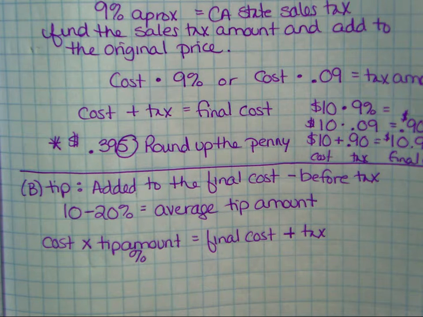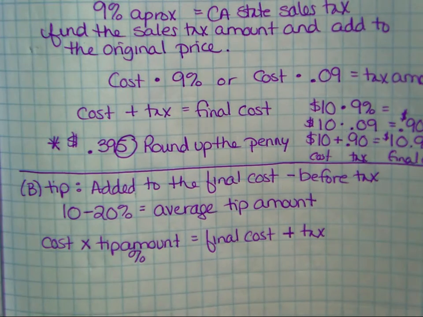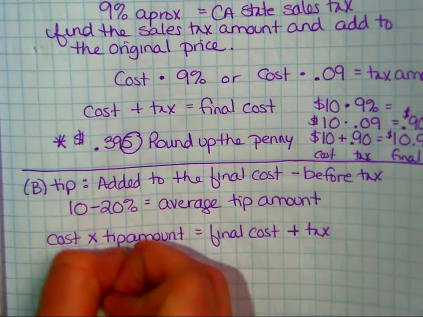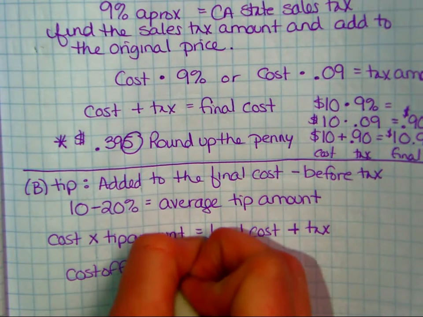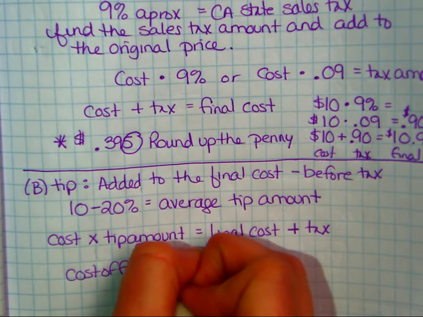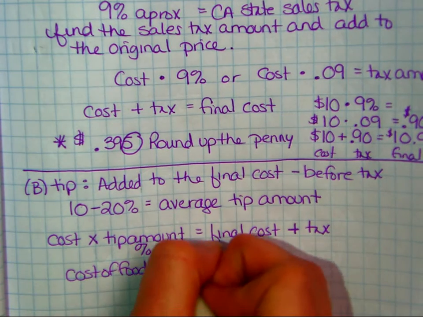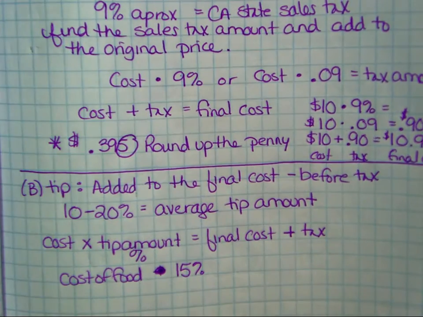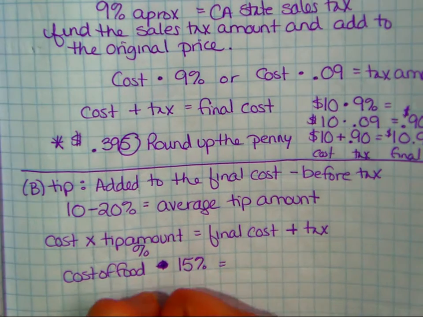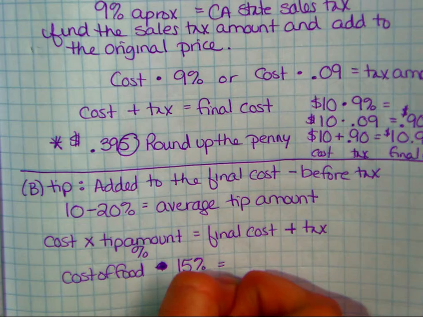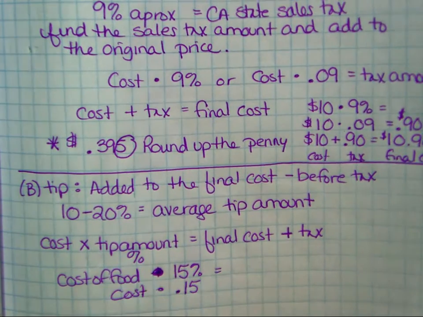So it's a similar problem to the one we did before, where you would say, okay, let's say I want to do the cost of my food. So the cost of my food times, let's say the service was pretty good, I'm going to give them 15% average. This would be what I would be charging. So I would do cost times 15%. I would convert this to a decimal, and that would get me my cost.